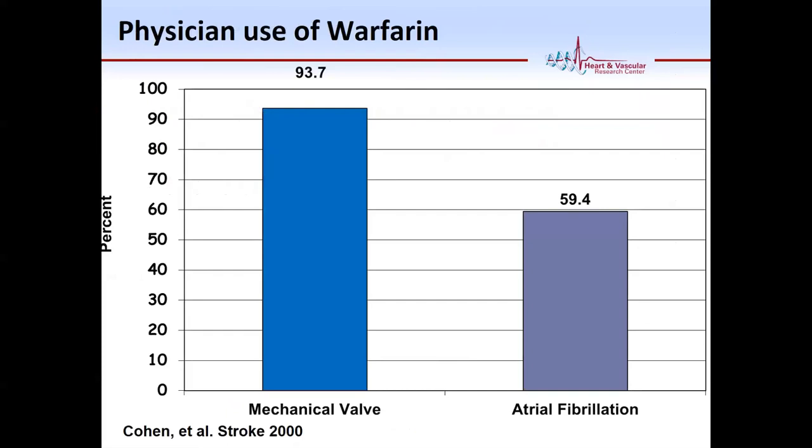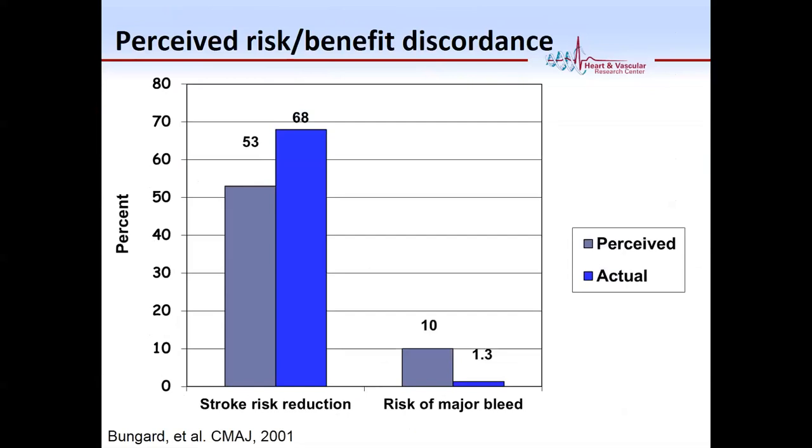Now, if you have physicians who have a patient with a mechanical valve, a lot of these patients will be continued on their warfarin, whereas those same physicians might use warfarin for a lot fewer of their AFib patients. So why is this? And I think it's because there's a perception that it's really important to anticoagulate people with artificial valves, which it is. But the perception that it's really important to anticoagulate people with AFib is not quite as strong. And the perceived risks and benefits have been a little off kilter. The perceived stroke risk is less than the actual stroke risk. The perceived risk of bleeding is considerably higher than the actual risk of a major bleed.